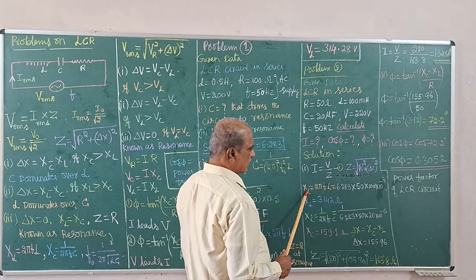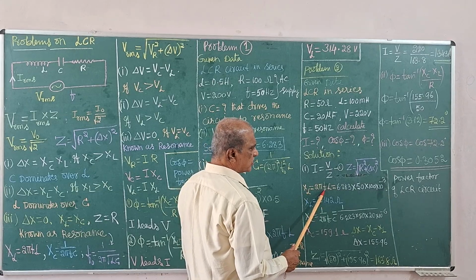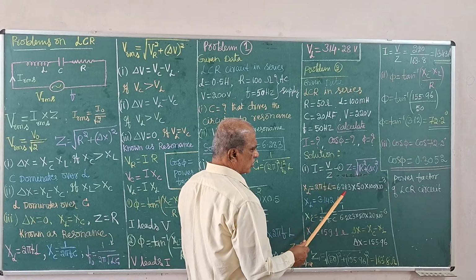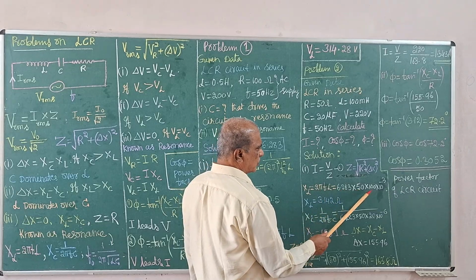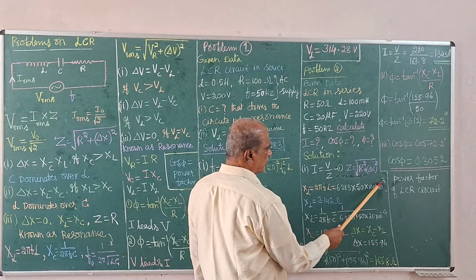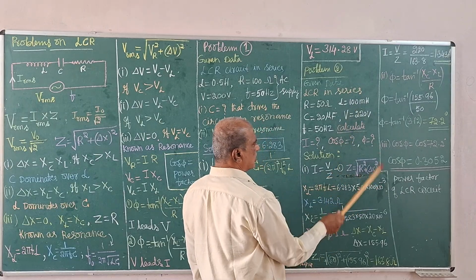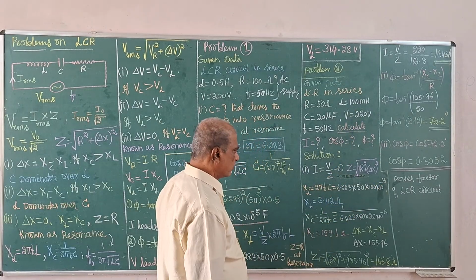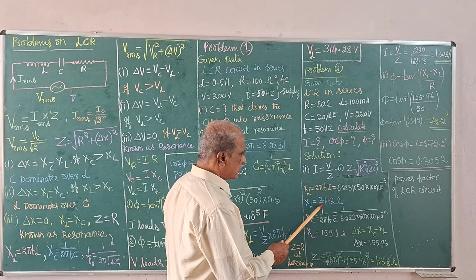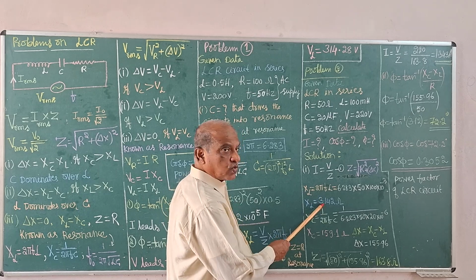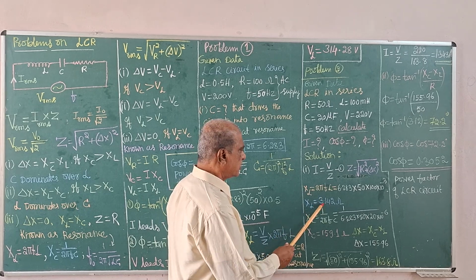The equation for XL is this equation. Substitute these values: 150 into 100 into 10 to the power of minus 3, that is 100 milli. Simplify, you get this value. XL is in ohms.